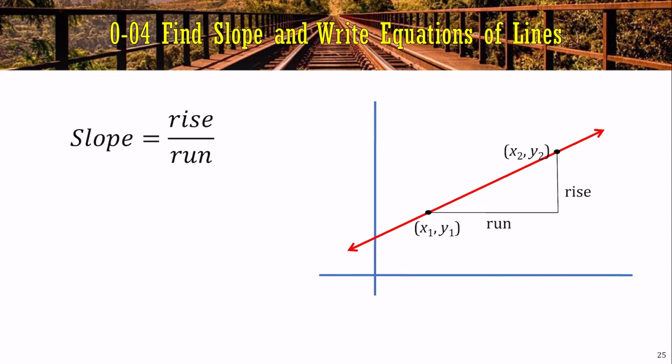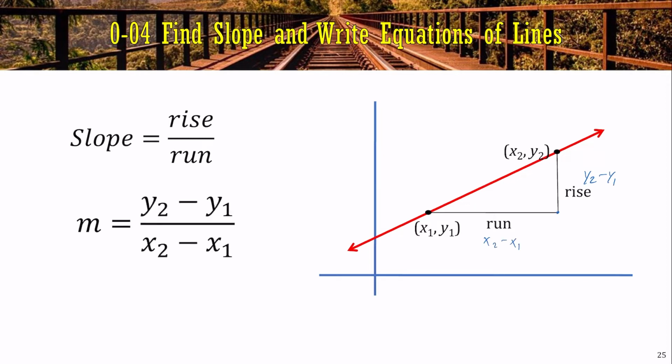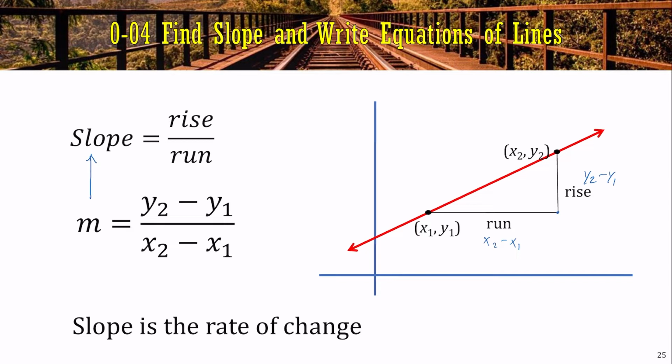Well, the rise is just the difference in the y values. And the run is just the difference in the x values. So our slope is y2 minus y1 over x2 minus x1, and we use m for slope for some reason. In word problems, if it says rate of change, that means slope.